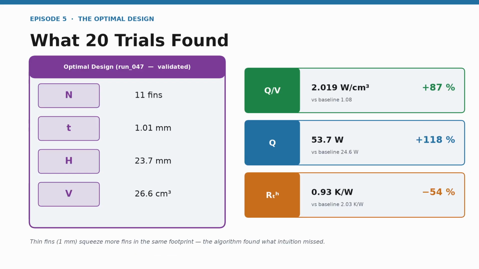Here's the final result. 11 fins, 1.01 mm thick, 23.7 mm tall, volume 26.6 cubic centimeters, that's 17% less material than the baseline. Q over V of 2.019 watts per cubic centimeter, that's 87% better than the baseline of 1.08. Absolute heat dissipation 53.7 watts versus 24.6 for the baseline. Thermal resistance of 0.93 Kelvin per watt, down from 2.03. That's a 45% reduction in thermal resistance with 17% less material.